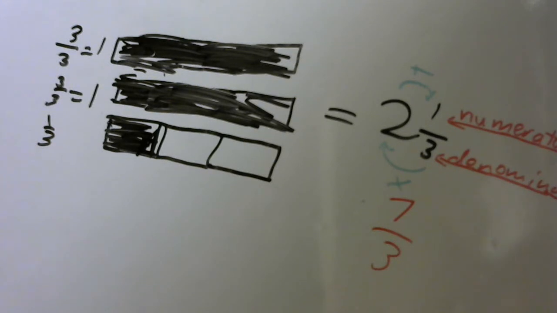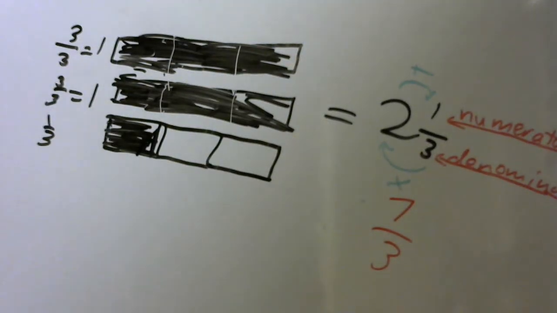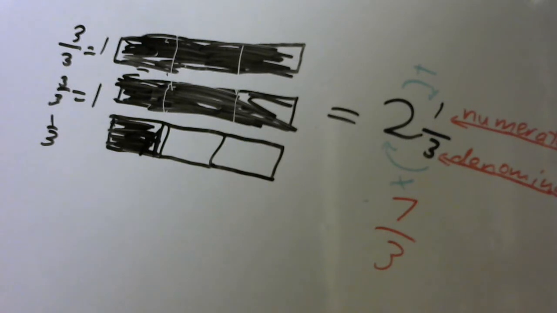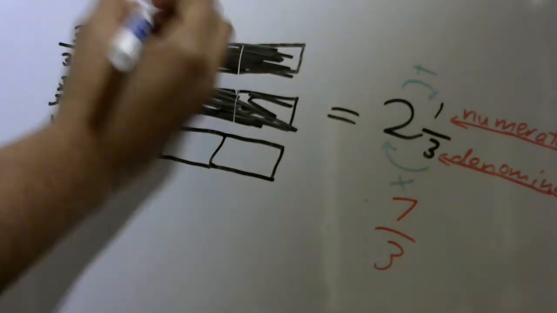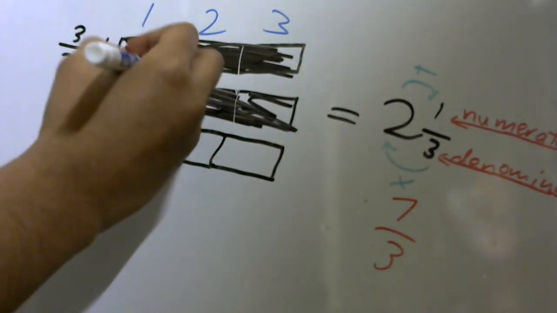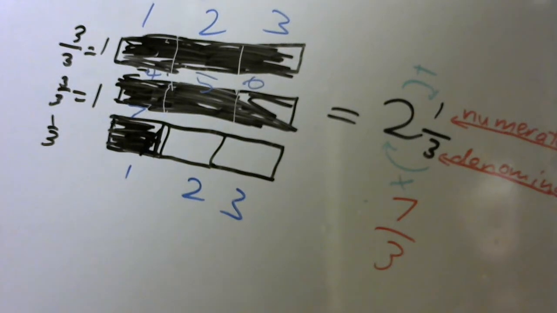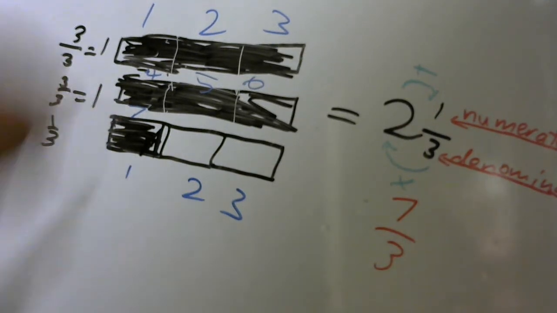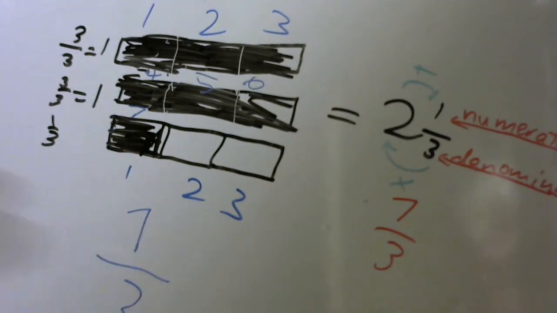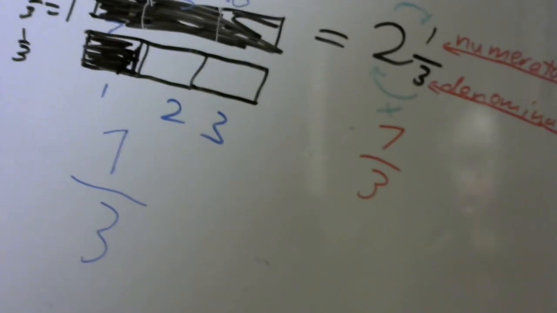After that, we can do some other things with this. One more thing: how did we get 7 by 3? If you erase it like this again, then we count everything that's whole, and there are 1, 2, 3. The rectangle is divided into 3 rectangles. Since there are 7, you put 7 as the numerator, and since there are 3 rectangles, you put 3 as the denominator.